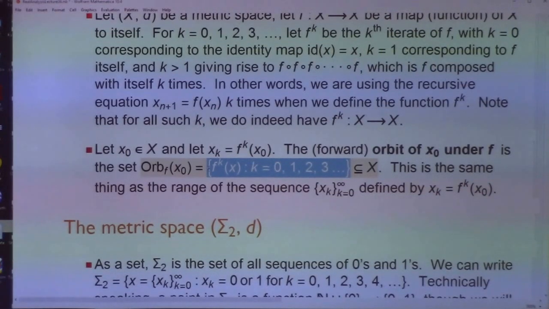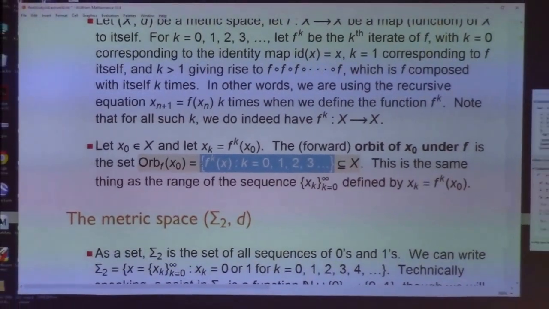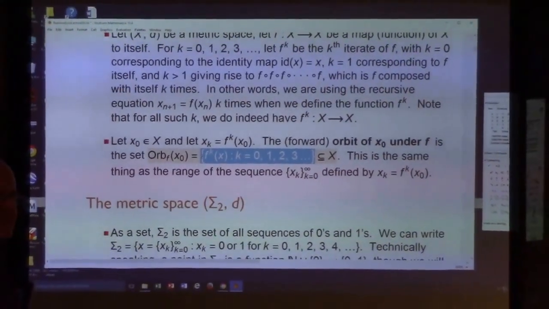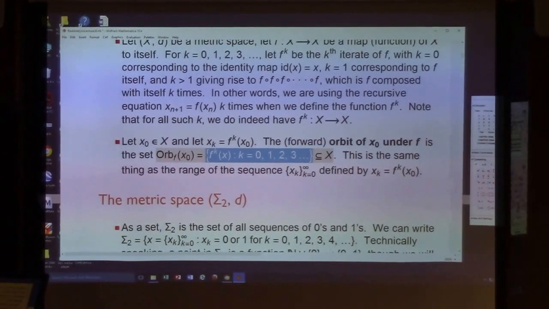I might have talked about orbits and algebraic structures. Did you talk about this? Does that ring a bell? Group actions. Okay, maybe you skipped that. It is in your algebraic structures book. You can apply these ideas in algebraic structures too.